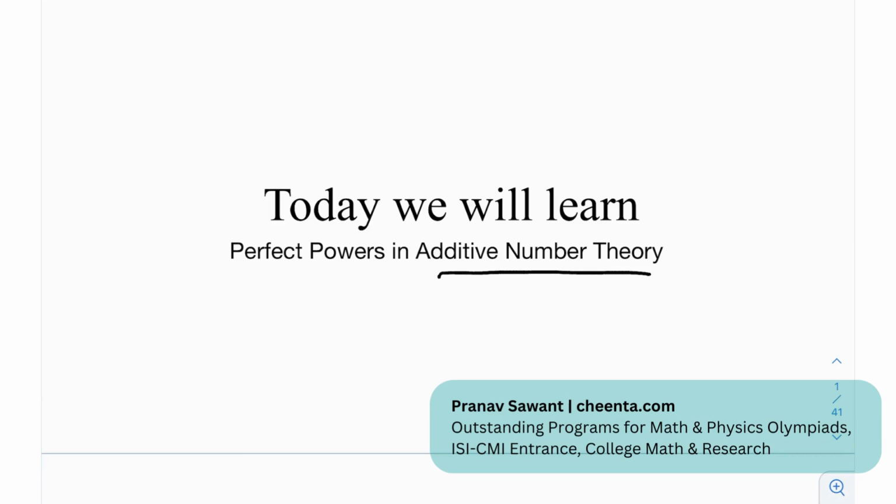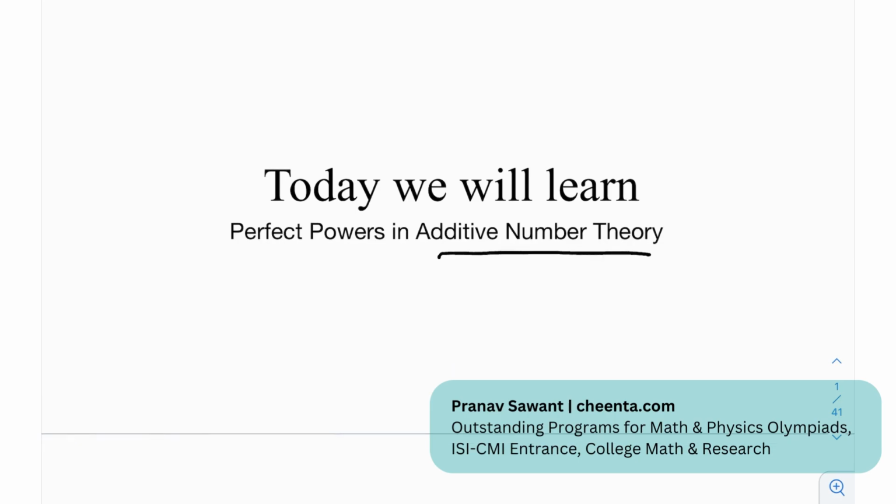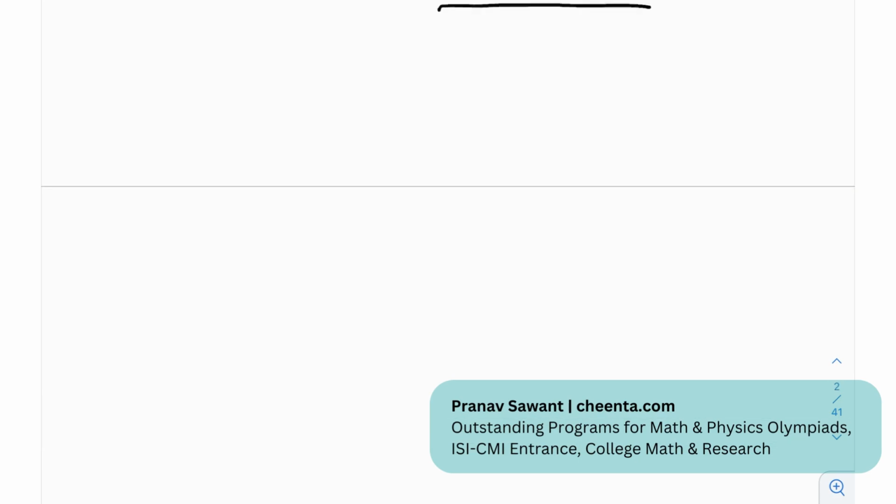Additive number theory is essentially the behavior of certain integers under addition, and it's a part of combinatorial number theory, and it's actually a relatively new field. So a lot of research is being done and will be done in this area. If you're someone who's interested in research in mathematics, you should definitely try to look in this area. But yeah, let's get back to the problem.